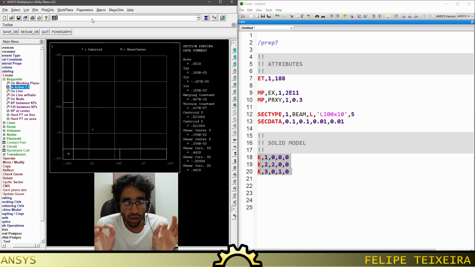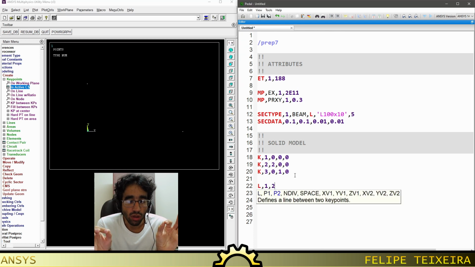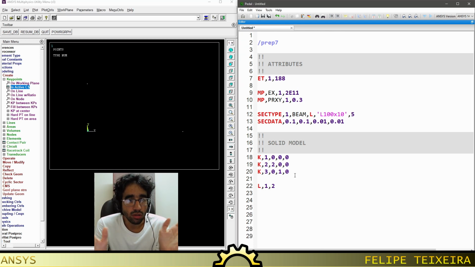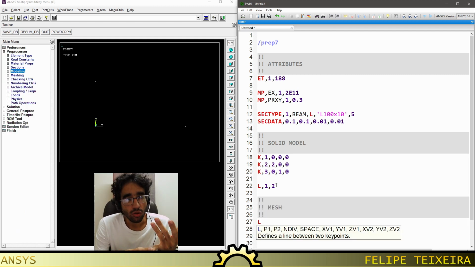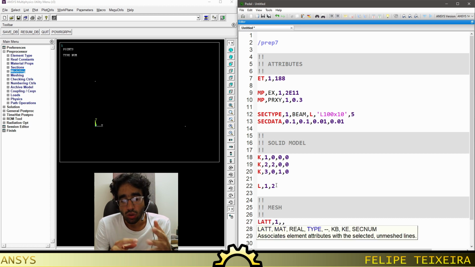Next, I'm going to create the line between key points 1 and 2. It's the command L. So my solid model is done. I have 3 key points and 1 line. So next we're going to create the mesh. Now if you recall, what we first did was set the attributes of the mesh, then the size of the mesh, and then we created the mesh. So here we're going to do the same.